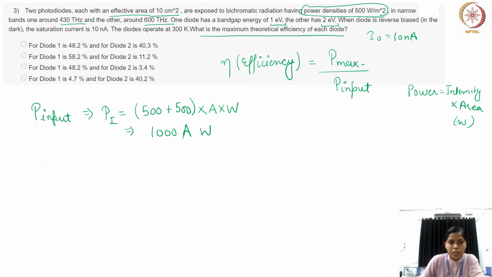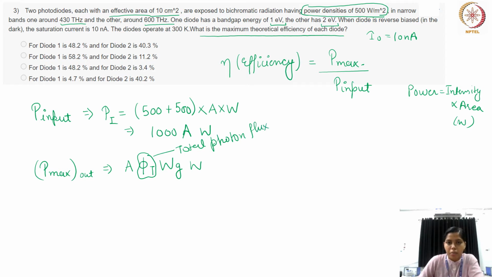Now if we talk about the P max output, we are saying it like A multiplied by the total flux multiplied with the band gap value, in watt. Here phi t represents the total photon flux per unit area, and this represents the band gap of the particular photodiode.